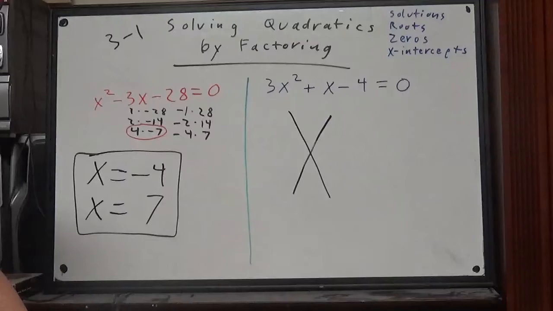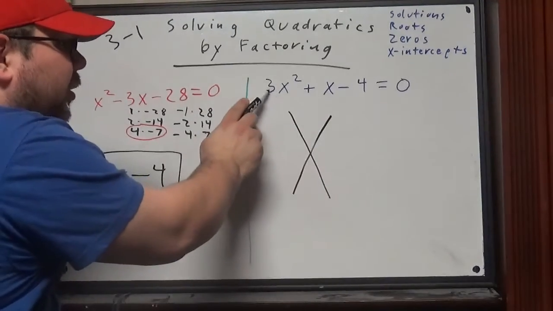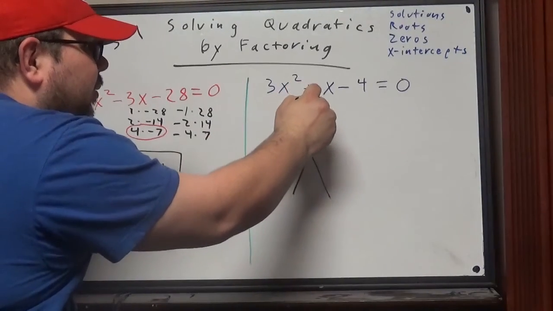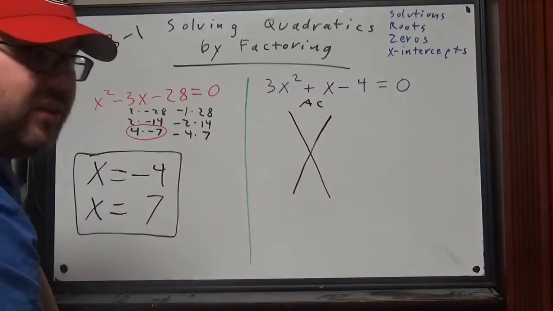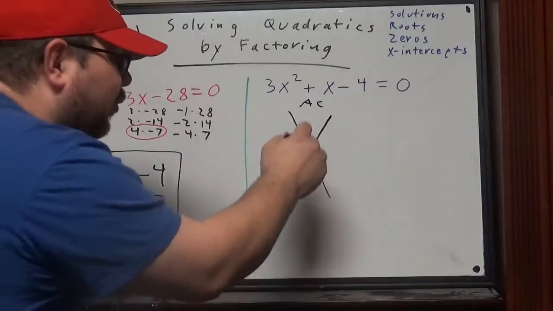Remember the x method, up on our top we're going to take a times c, which is 3 times negative 4. 3 times negative 4 is, of course, negative 12.